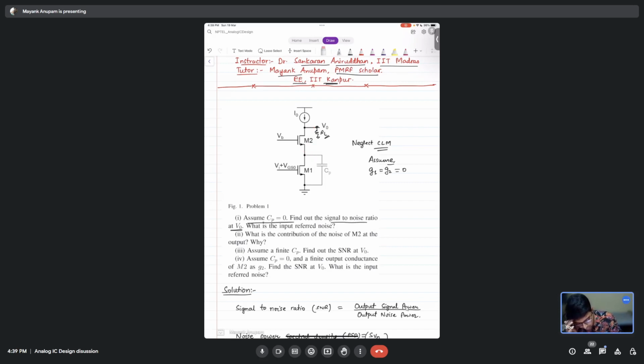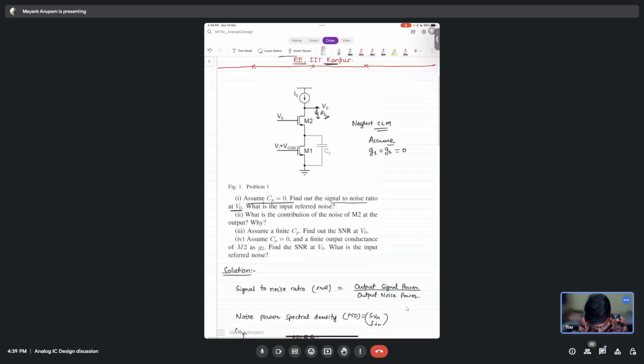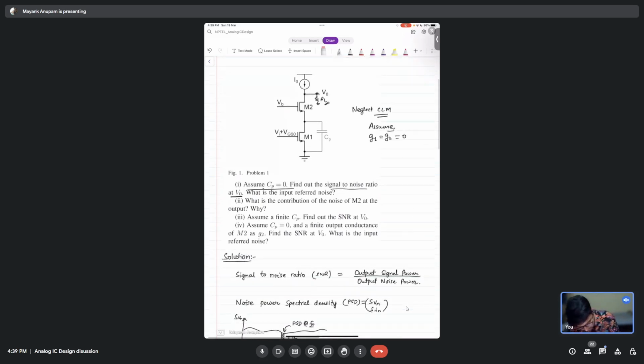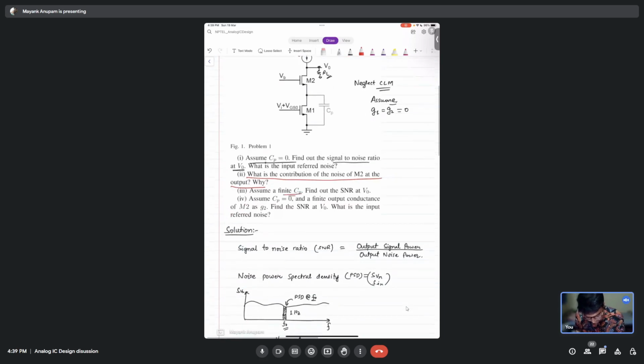Yes. Fine. Now let's solve the second question. So basically this is the second question which I already discussed. What is the contribution of the noise of M2 at the output and why? So basically M2 has no contribution, right? Because there is no path for the current of M2 to flow. Cool. Now assume a finite CP.